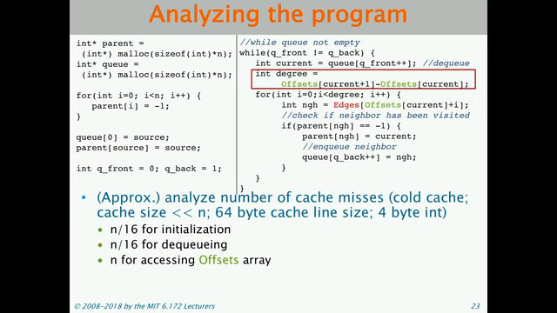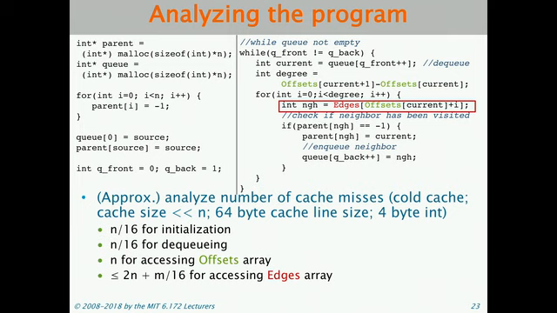To compute the degree here, that's going to take n cache misses overall, because each of these accesses into the offsets array is going to be a random access, because we have no idea what the value of current here is. It could be anything. So across the entire algorithm, we're going to need n cache misses to access this offsets array.